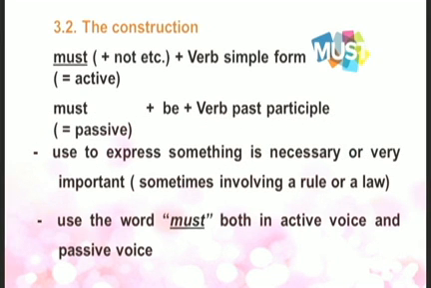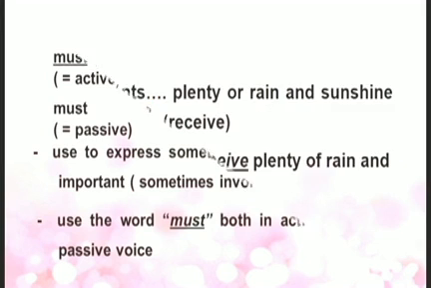The next item to study is must construction. This construction is often used to express that something is necessary or very important, sometimes involving a rule or a law. Here, you have to use the word must in both active voice and passive voice. Must plus not, etc., plus the simple form of the verb for active, and must plus be plus the past participle for passive.